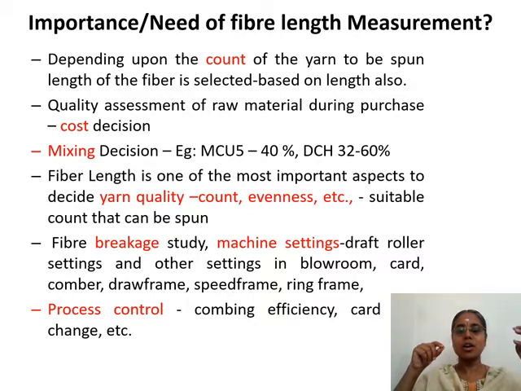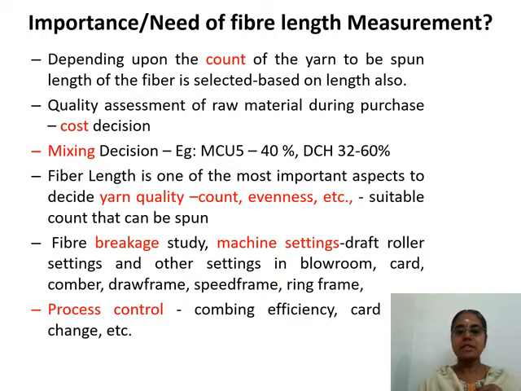So it decides the count, and it decides the cost during purchase. You buy a raw material, and the raw material price is also based on the length. The better the length, the higher the price. So for choosing the raw material, you need to find the length. Along with length, the other properties of fiber are also important, but an important property is fiber length. So for deciding count, cost, and mixing, which variety of cotton to mix with and in what proportion, 40%, 60%, 35, 40, 50, 50, that proportion is also based on this length.